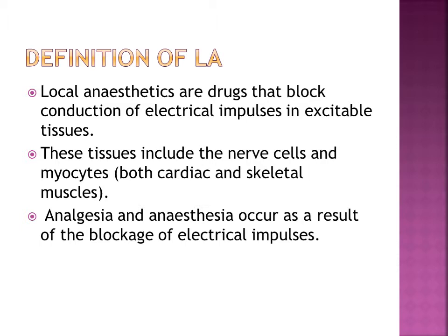In definition you can say local anesthetics are drugs that block conduction of electrical impulses in excitable tissues. The tissues may include nerve cells and myocytes, and the main result is analgesia and anesthesia. Analgesia means pain killing. Anesthesia occurs due to the blockage of electrical impulse.